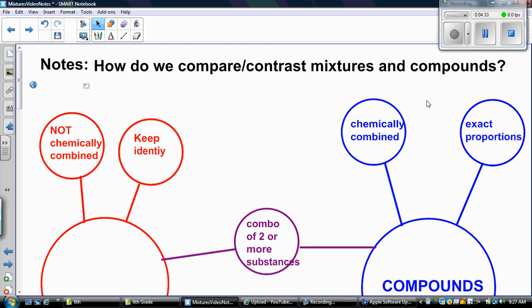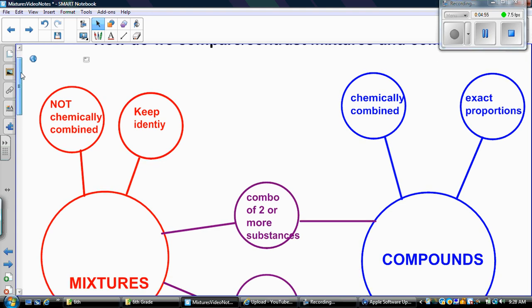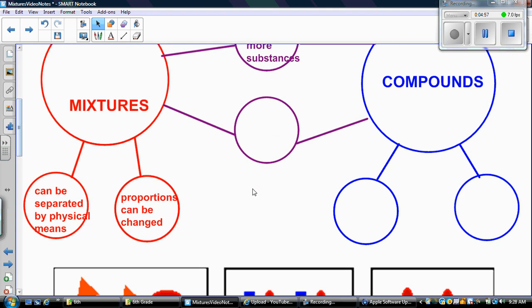For example, water is a compound. Water is always going to be H2O, meaning 2 atoms of hydrogen will always bond with 1 atom of oxygen. They will always be in that exact proportion. If you have something else, if it's H2O2, that's not water, that's hydrogen peroxide. So compounds will have exact proportions, unlike mixtures that will not.